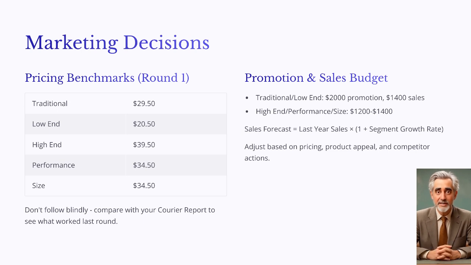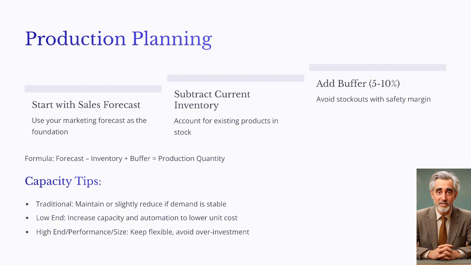Your steps: take the sales forecast from the previous section. Subtract current inventory. Add a buffer, typically 5 to 10%, to avoid stockouts. Formula: forecast minus inventory plus buffer equals production quantity. Then, ensure that capacity and automation levels support your production. If not, plan to increase capacity, but do it wisely. Overexpanding can burn your cash.